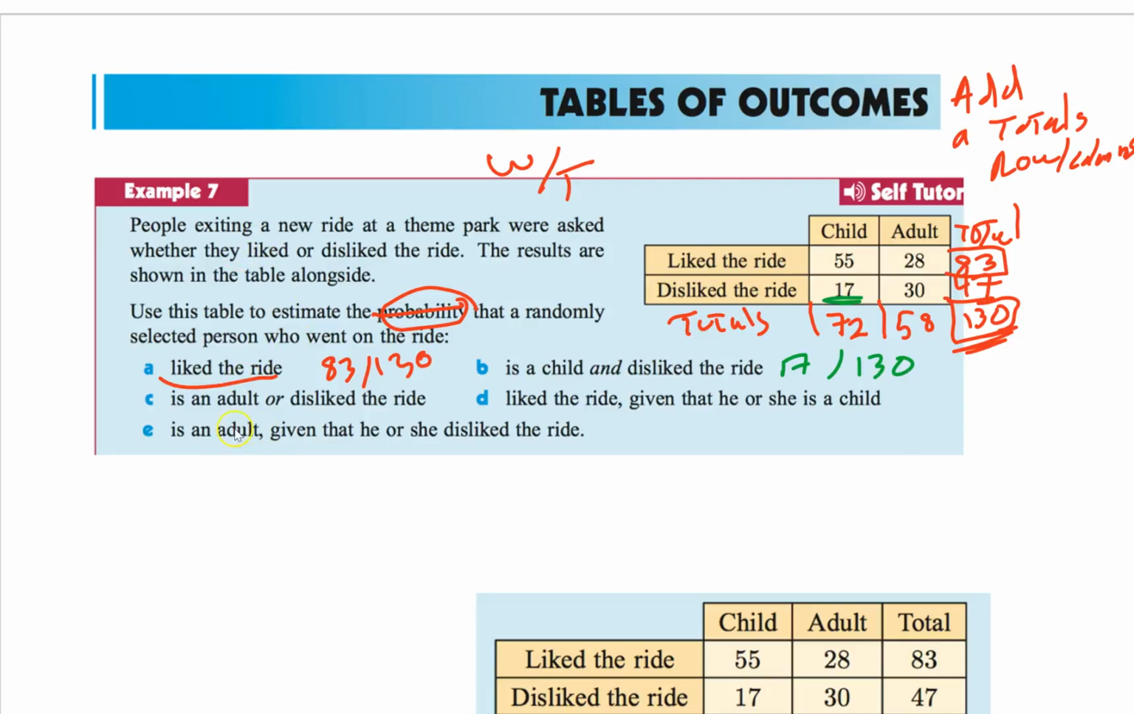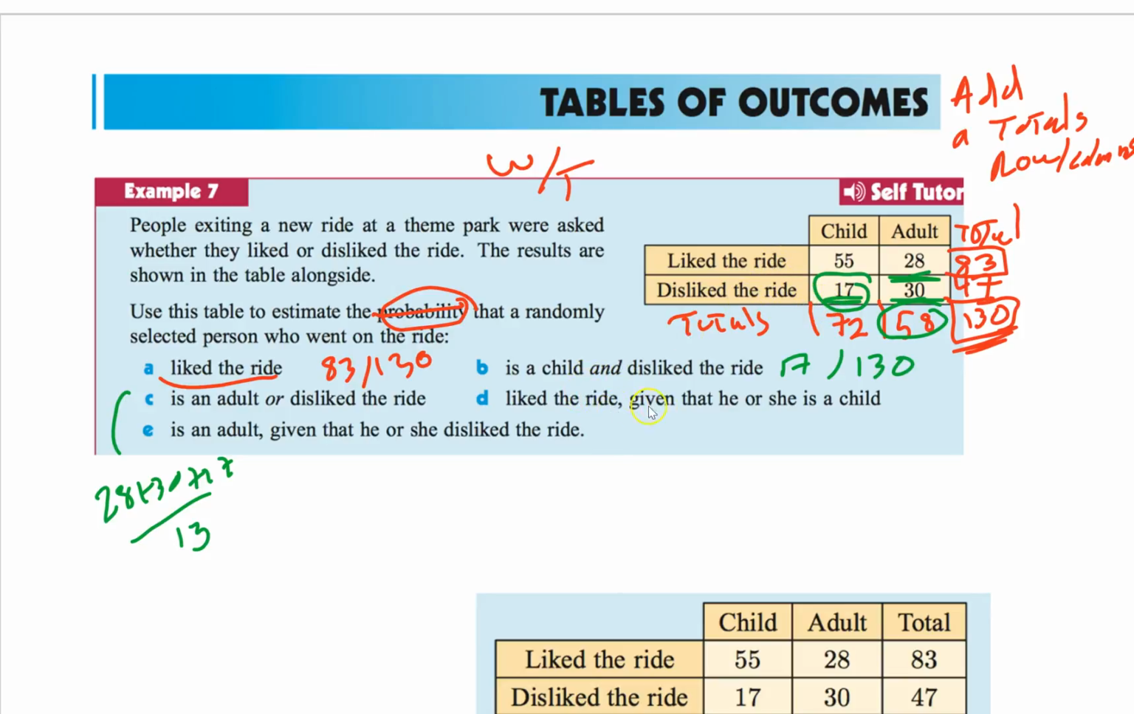Now it gets a little tougher. Is an adult or disliked the ride? So is an adult is this right here, adult 58. You added this one and this one. Or disliked the ride. You added both adults, so that's already taken care of. But you still have to add this missing child that disliked the ride. So your total is going to be 28 plus 30 plus 17, all over 130. You already had this one counted, so you count the extra one you haven't gotten yet.